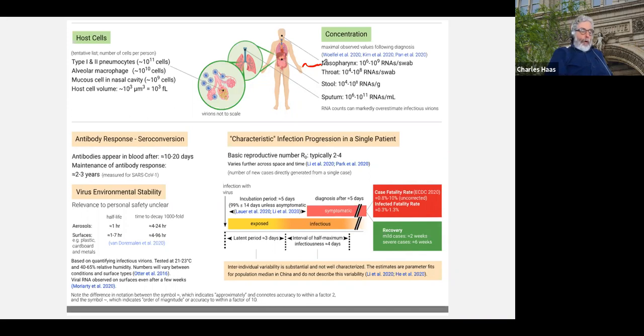And as noted below, and we'll keep on coming back to this, measurement of RNA does not indicate measurement of viable infectious virus. So when the infection occurs, we can get antibodies in the blood, perhaps after 10 to 20 days. And again, based on coronavirus 1, although this is yet to be established for CoV2, we can get the antibodies to be measurable in the blood for 2 to 3 years.